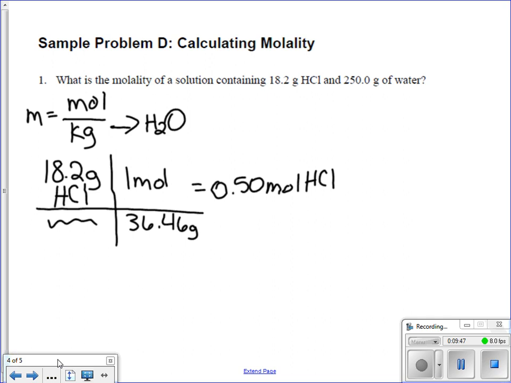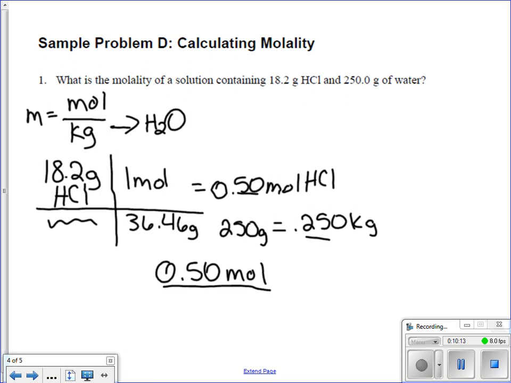And then it says 250 grams of water. For molality, we have to have kilograms. So instead of 250 grams, we have to move our decimal 3 times to the left. So we have 0.250 kilograms. So now this is our top number, this is our bottom number. We can plug it in. So you should get 2 molality, little m. Make sure you make that m smaller than you did for molarity.